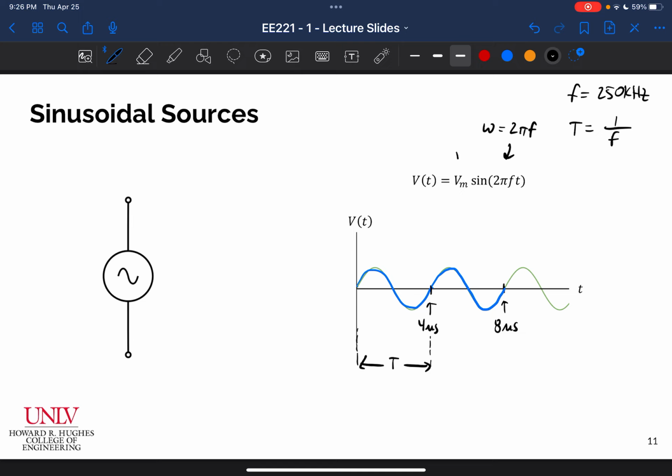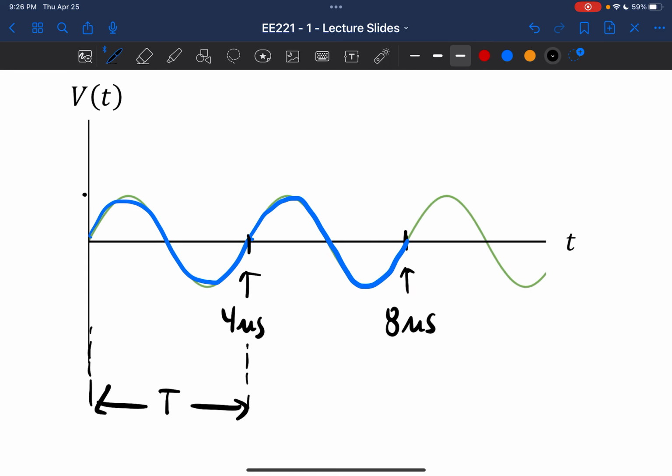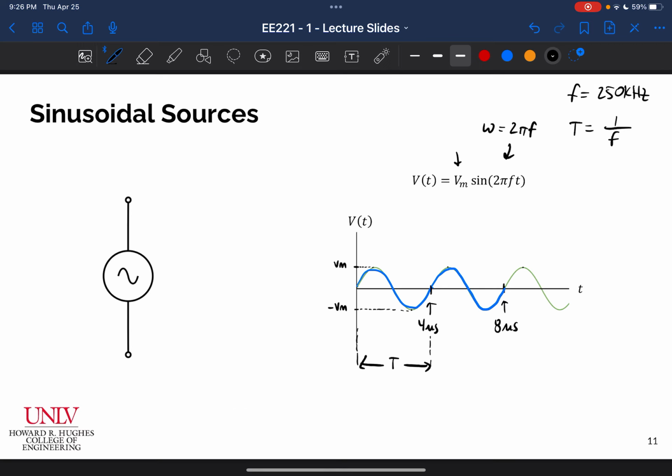And so what is this Vm telling us? Well, that Vm is going to tell us the height of the sine wave. So if I were to zoom in on this plot, this peak value right here and this one are at a value of Vm. And this negative peak, or you can call it a trough if you want, is at a value of minus Vm. So whatever this value is here, that's the peak value of my sine wave.